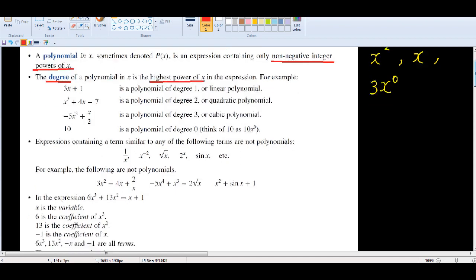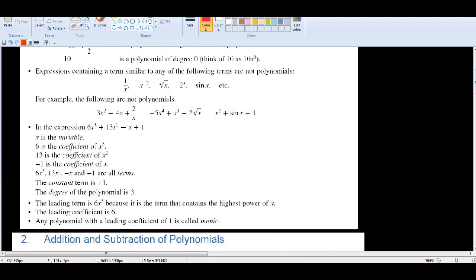And there are some terms which should not be contained in a polynomial. For example, 1 over x, because 1 over x means x to the power minus 1. So this should not be an element of a polynomial. These are not polynomials. x to the power minus 2, no. Square root of x, no, because the square root is not a non-negative integer power.